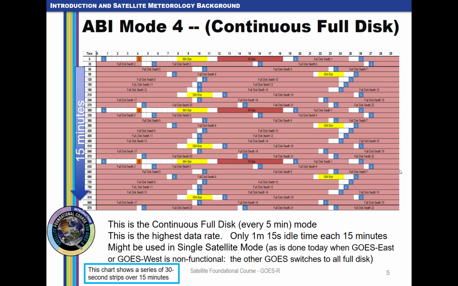This is the time chart of continuous full disk mode. Note the relative lack of white space. This is the highest data rate for GOES-R's ABI and results in a full disk every 5 minutes. No mesos are being scanned when this is happening. This kind of scanning mode might be used if multiple high-impact weather and/or volcanic events are happening within the GOES-R footprint, or if GOES East or GOES West are non-functional.